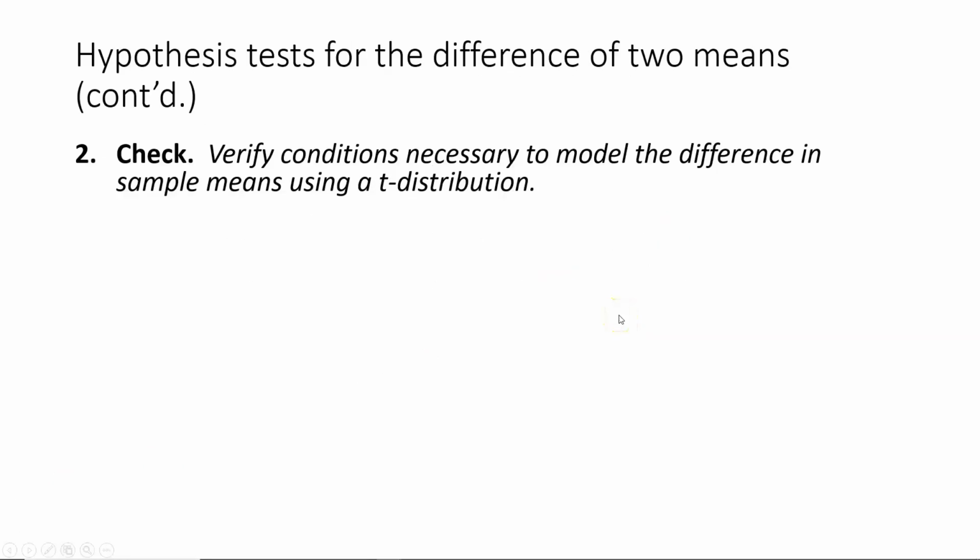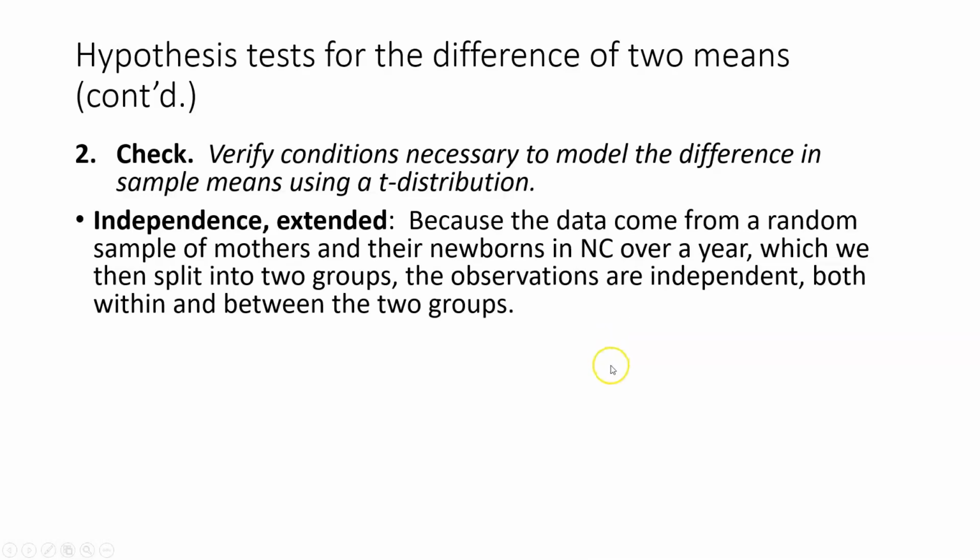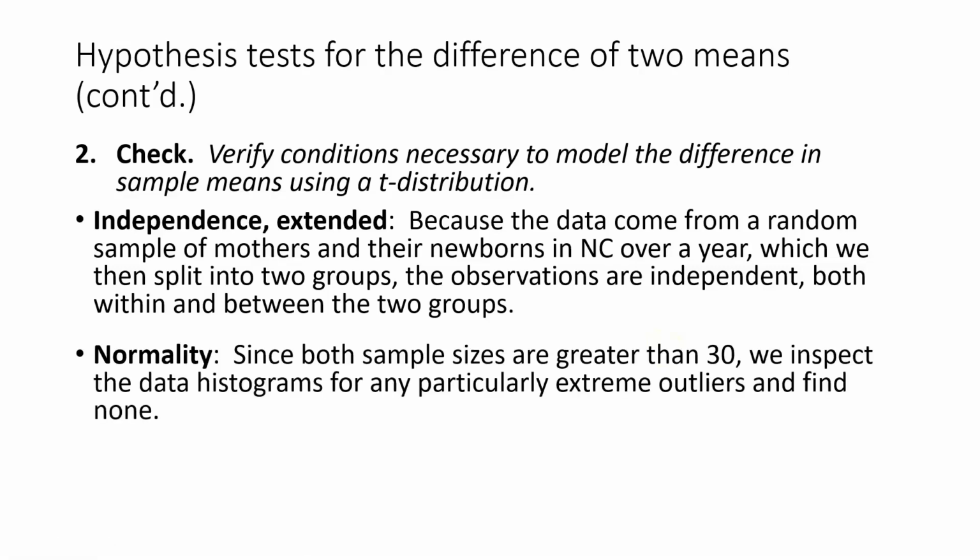Next, we consider the check step, in which we need to verify conditions necessary to model the difference in sample means using a t-distribution. We begin with the independence extended condition check. Note that because the data come from a random sample of mothers and their newborns in North Carolina over a year, which we then split into two distinctly different groups, the observations are independent, both within and between the two groups.